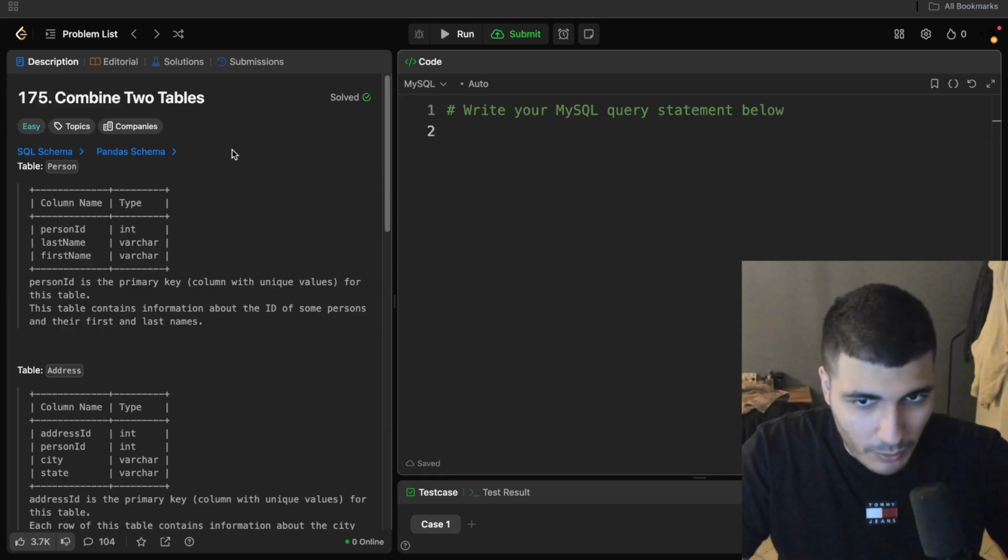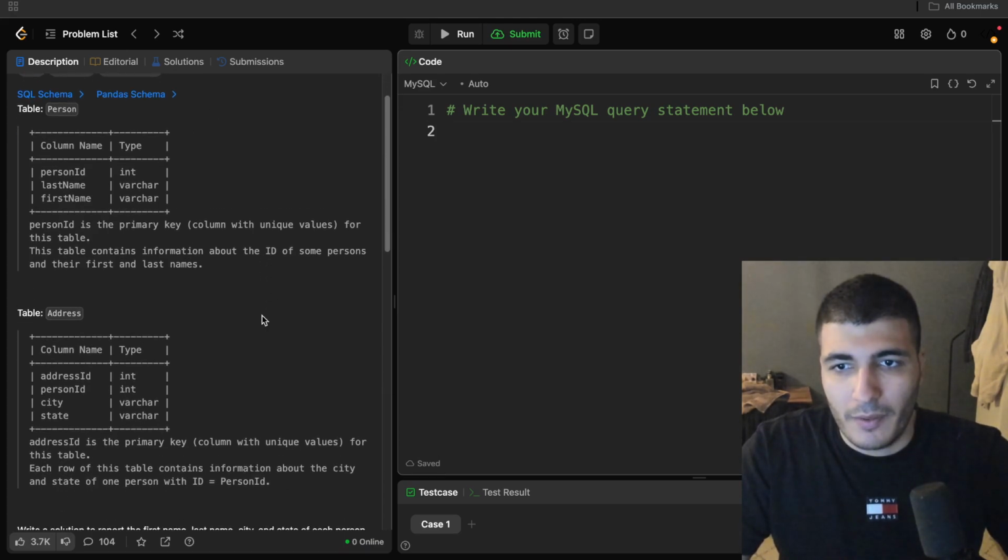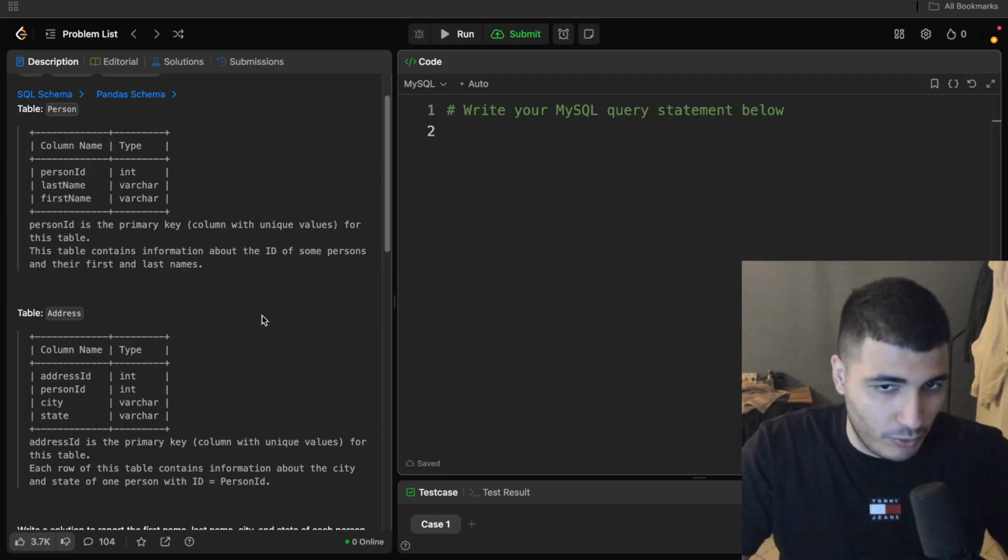It's a SQL problem. So we need to combine two tables. We have person and address using a SQL join. Since not every person ID has an address, we must ensure that we include all persons even if they don't have a matching entry in the address table.